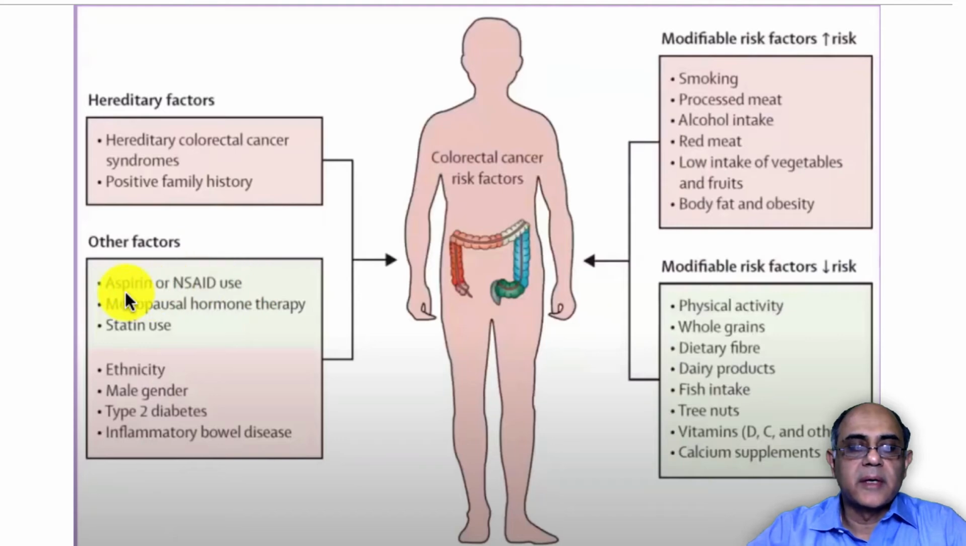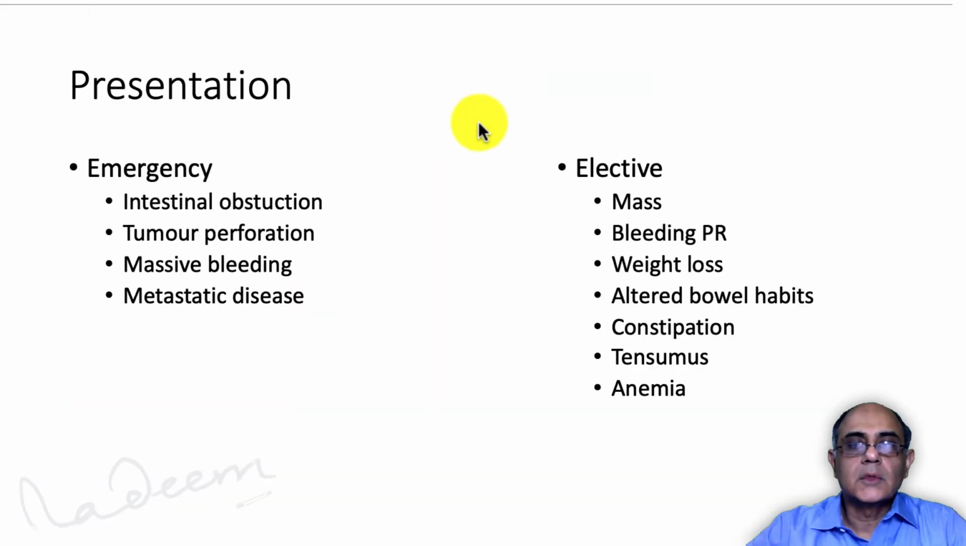Some other factors are related to drugs, like statins and HRT. Males are more prone to develop colorectal cancer. Type 2 diabetics are more prone to colorectal cancer. The same is true of inflammatory bowel disease; they are more prone to colorectal cancer. So how does a patient with a colorectal tumor present?